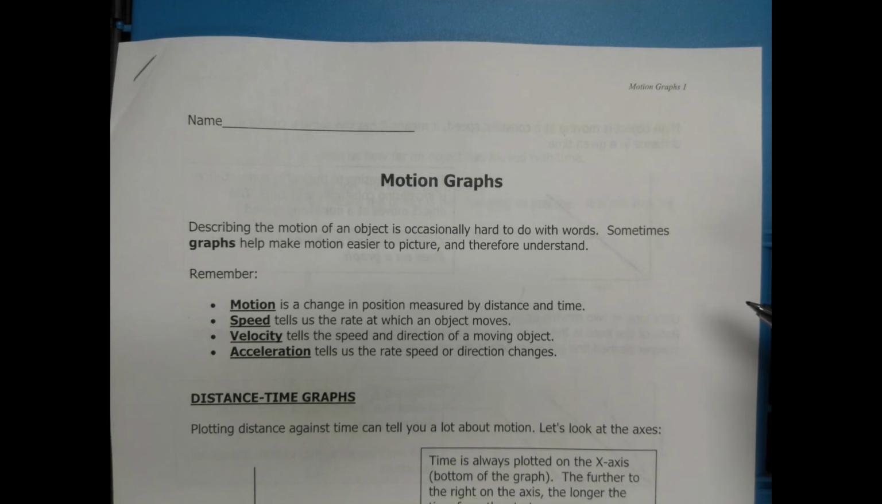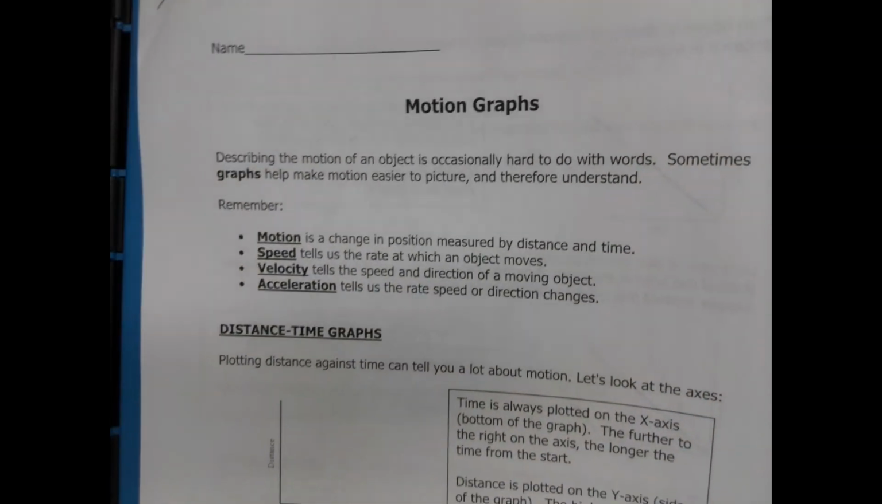Sometimes graphs can help make motion easier to picture and therefore understand. Motion is a change in position measured by distance and time. Speed tells us the rate at which an object moves. Velocity tells the speed and direction of a moving object. And acceleration tells us the rate at which speed or direction changes. So we're going to have multiple different types of graphs.